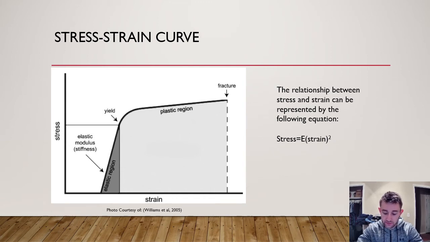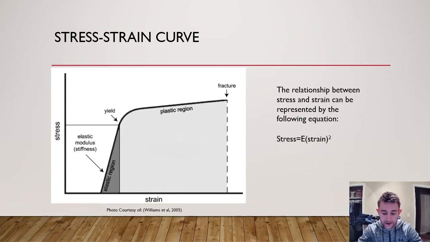The next region of the graph is referred to as the plastic region. Any stress applied to food by the teeth within this region will leave the food permanently deformed, but it will not fracture the food. The point at which the food can no longer be plastically deformed and will fracture is called the breaking point, or the fracture point.